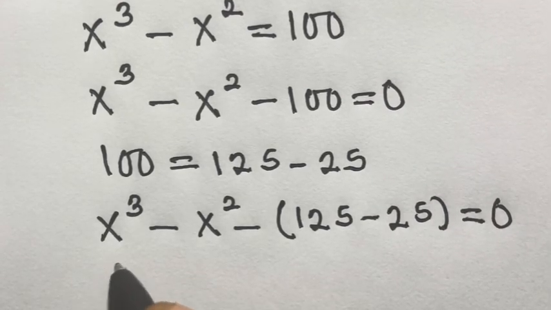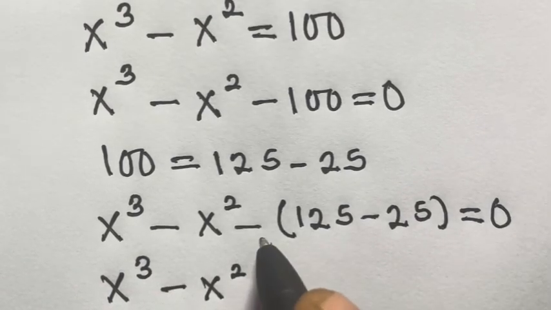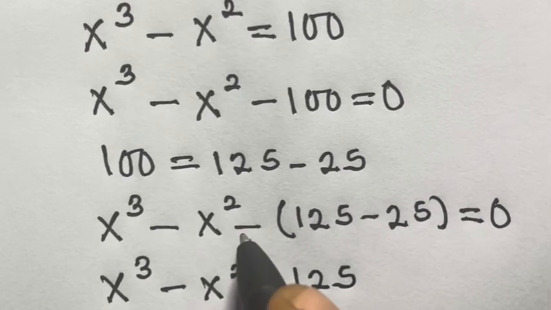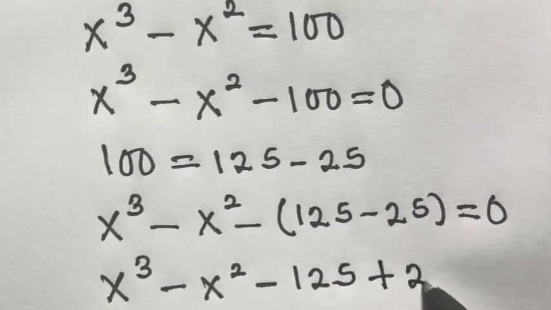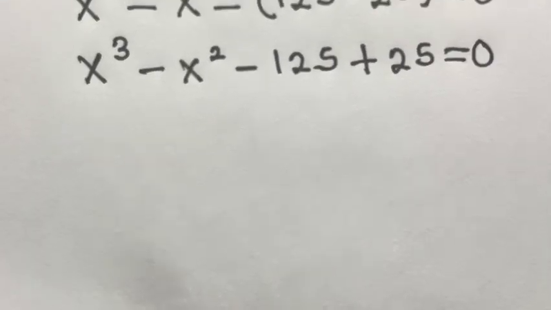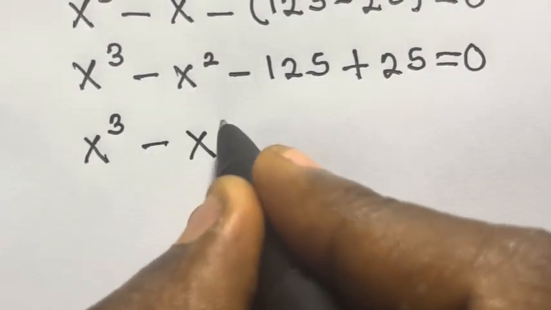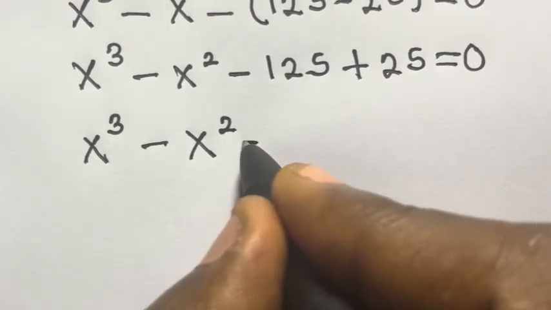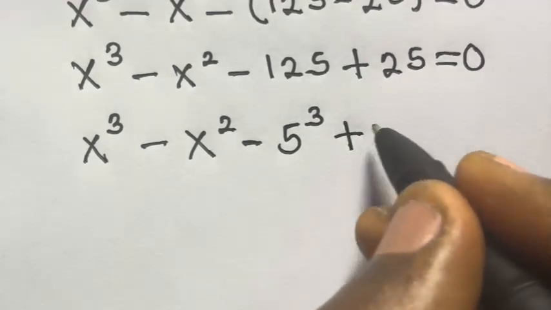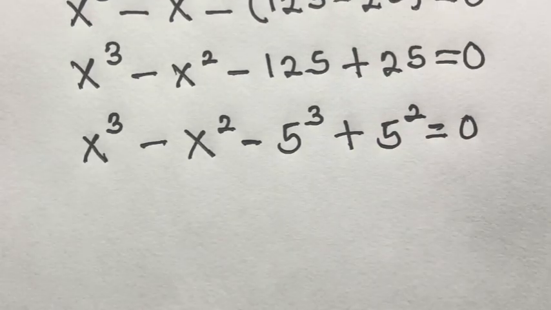So now we'll have x cubed minus x squared. If we expand this, using this minus to expand, we have minus 125. And here we have minus times minus, that is plus 25 equals 0. So we'll have x cubed minus x squared minus 125, which can be expressed as 5 raised to the power 3, plus 25, which can be expressed as 5 squared, equals 0.